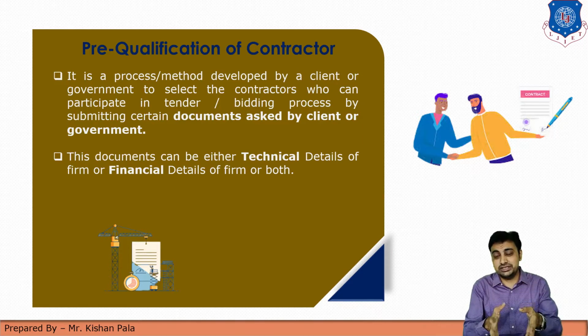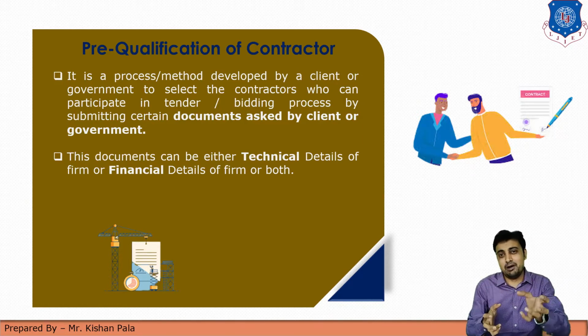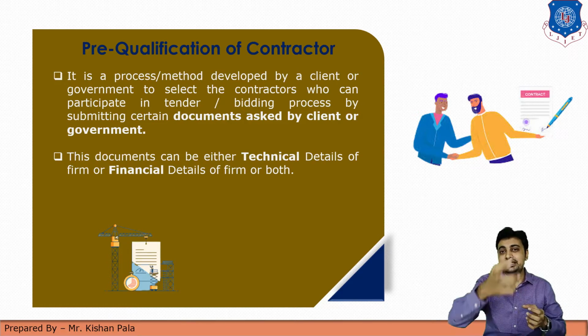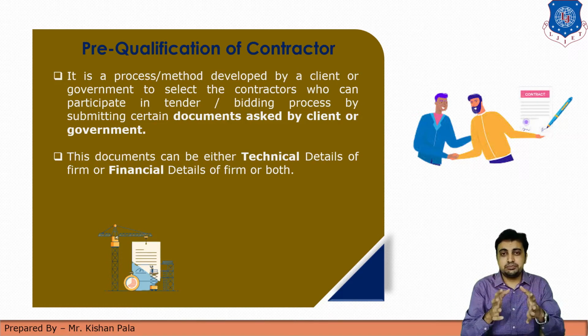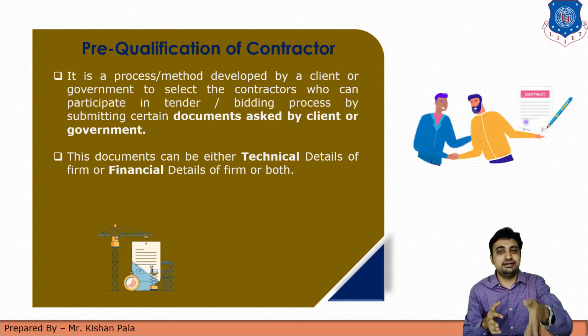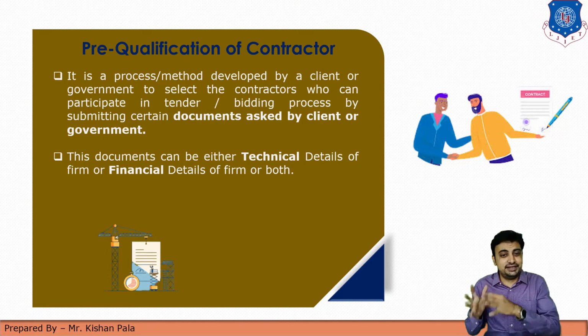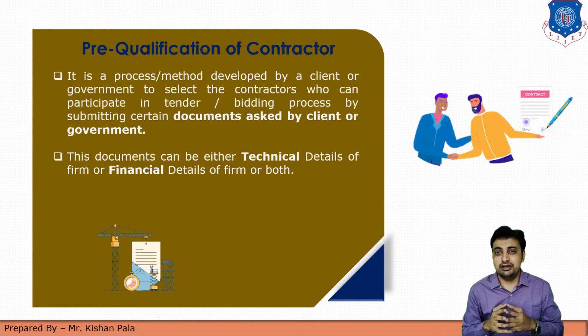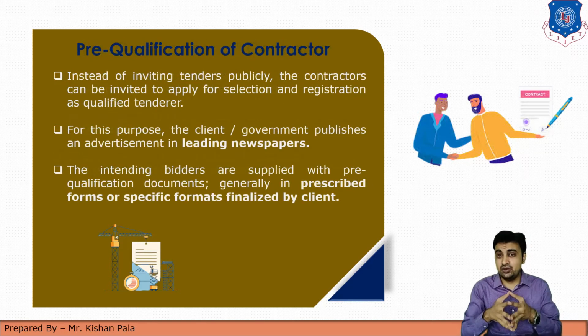In this process, the client asks for brief information from the contractor side: details of the contractor's firm, past experience of that type of work, financial capacity, and the past record of work done by the contractor. All the details, including financial details, can be asked by the client, and the contractor has to give the information about his firm.